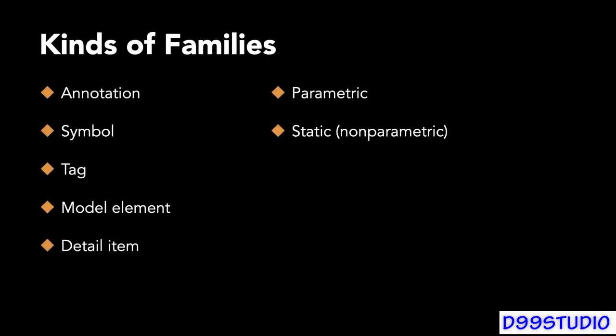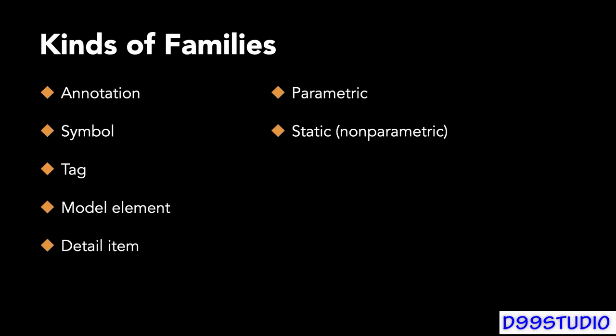I'm assuming that we want to create a model element family and that we want that element to be parametric. And by parametric, I mean that we want it to be flexible in some way. Those assumptions are important because they will influence the way that we approach the creation of this family. There are many kinds of families in Revit, and here's just a short list. And any of these can be parametric or not.